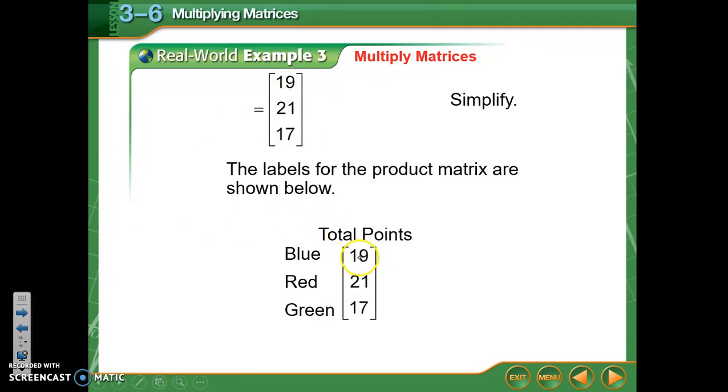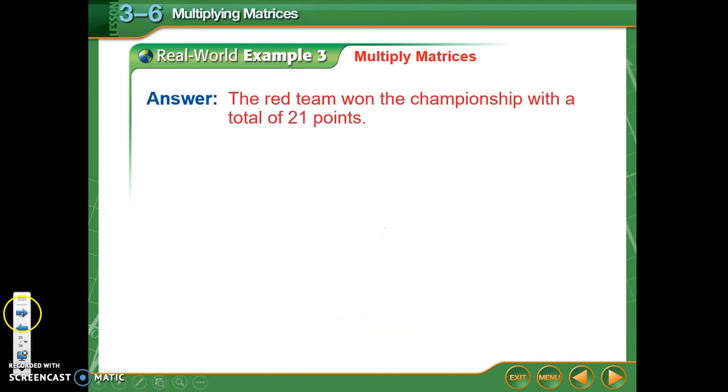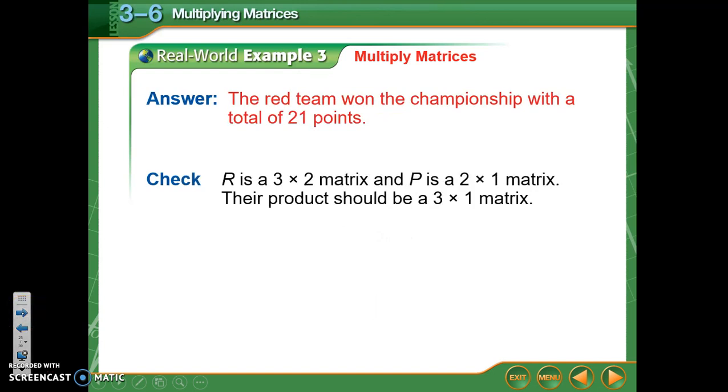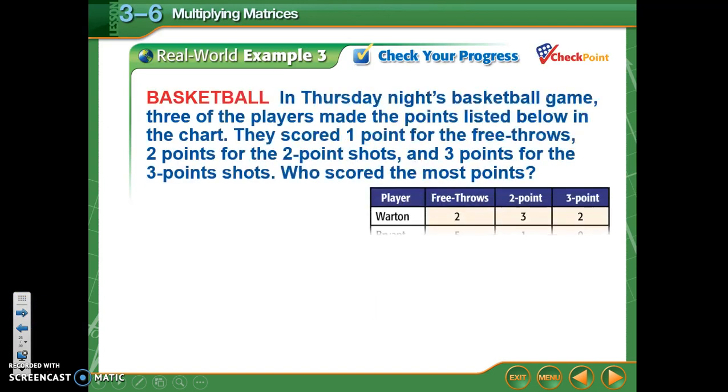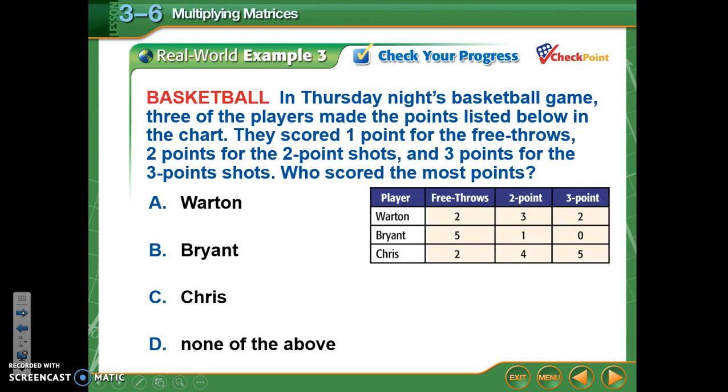So remember that each row represents a team. So the blue team, the red team, and the green team got this many points. That means that the red team won the tournament because they had the most points out of everybody. All right, you guys try this one.